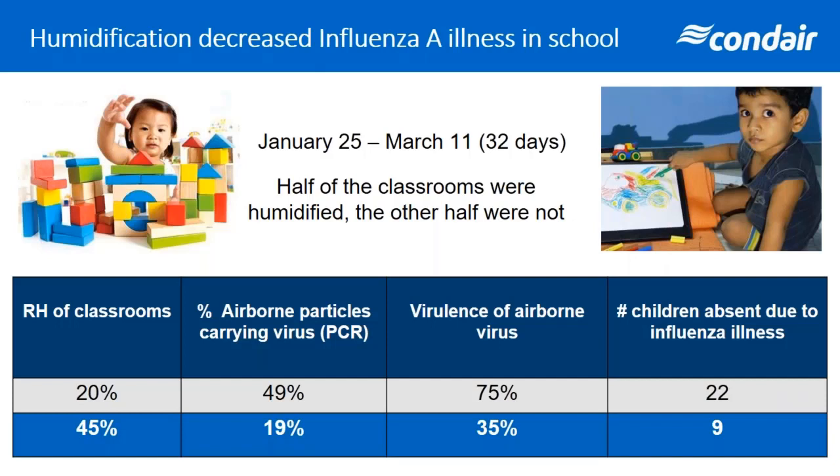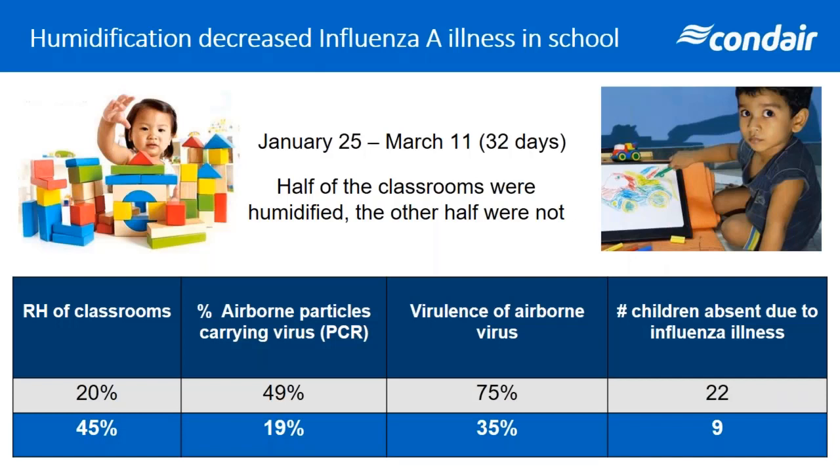Comparing the non-humidified spaces to the spaces humidified to 45%, you can see that, number one, there were fewer airborne particles carrying Influenza A virus. This study was focused on the flu. So there were fewer viral particles in the air. The ones that were in the air were less infectious. Infectivity is not always the same for a virus or bacteria. So in the humidified spaces, the viruses that were present were less likely to cause disease.